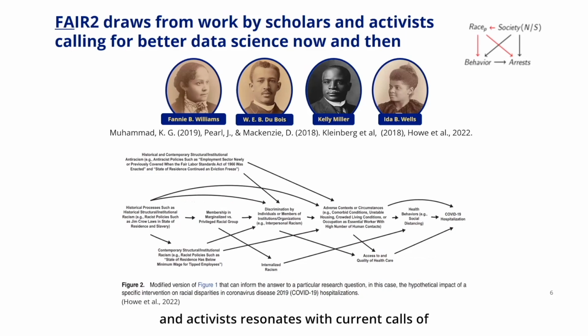The call of these scholars and activists resonates with current calls of some historians, medical scholars, and data scientists to clarify modeling assumptions with causal maps before moving to data analytics. The one graphical model shown here is from a 2022 paper by Dr. Howie and co-authors on racial disparities in COVID-19 hospitalizations. Causal maps allow us to be transparent about the assumptions we make regarding the social system underlying the data we aim to analyze. FAIR2 calls for explicitly eliciting the experiential knowledge of those represented in the data to inform those assumptions.